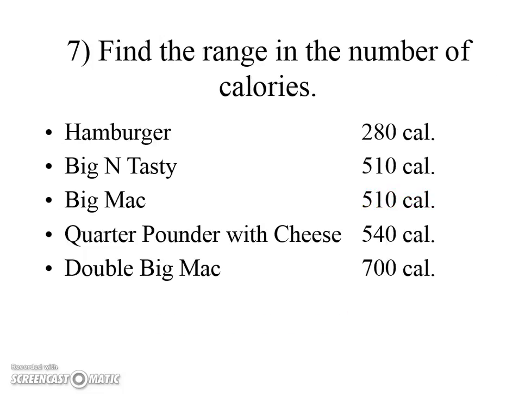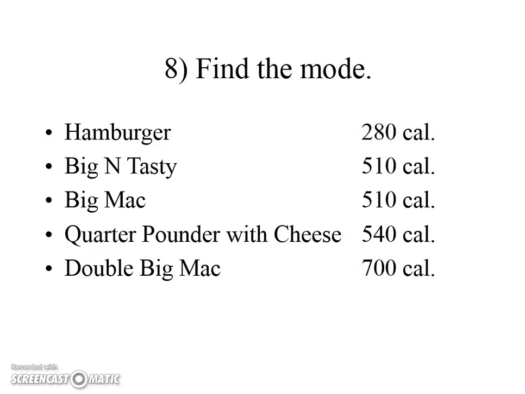Pause the video and try this one. Well, to find the range, you take the greatest and lowest data item in value and subtract them. 700 is the highest, minus 280, you get 420 is our range. And this one's not going to have a unit with it because a range isn't, well, I guess you could have said calories, but you don't have to. All right, pause the video and try this one. Since 510 calories appears the most often, that is the mode.